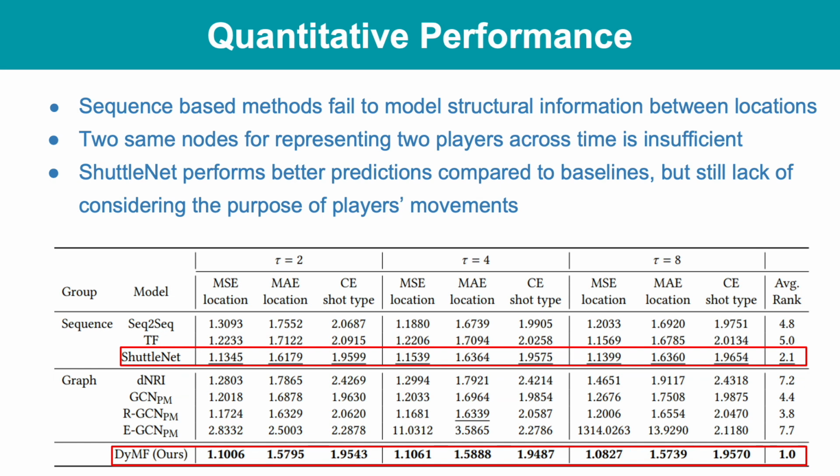Last but not least, we can observe that ShuttleNet outperforms all groups of baselines because it is designed for turn-based sequences. Nonetheless, our DYMF still performs better than ShuttleNet, which is attributed to our interaction style extractors for modeling mutual interactions across time and the dynamic tactics based on the previous movement patterns. This comparison reveals the importance of considering the purpose of players' movements.